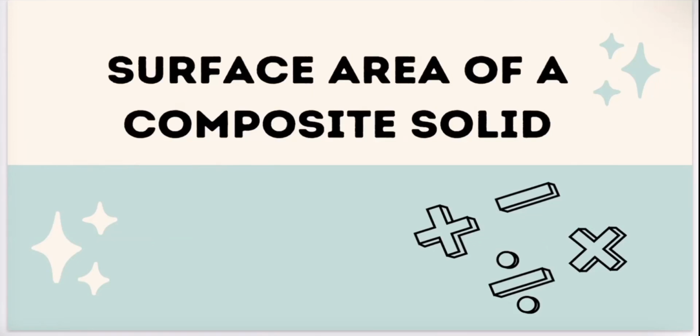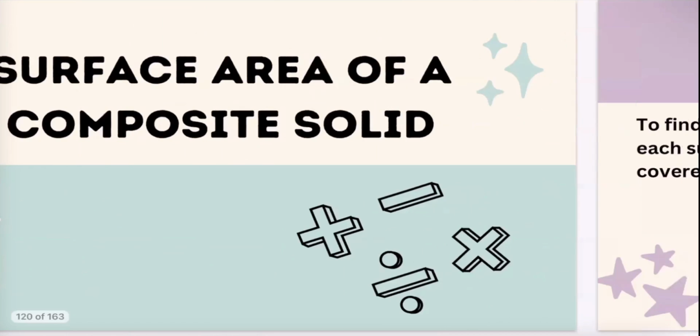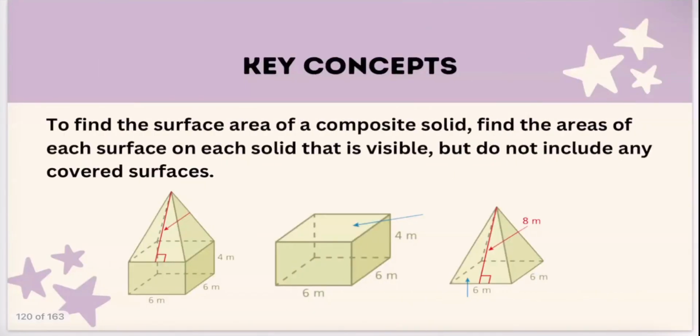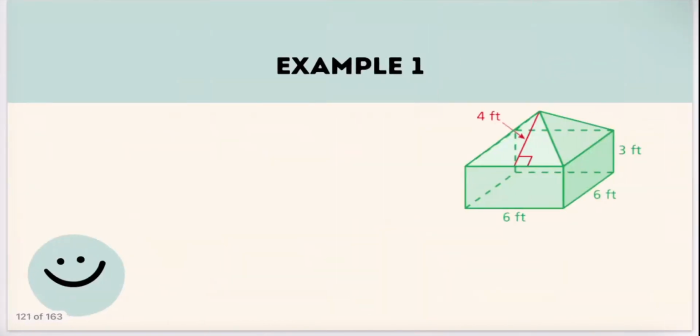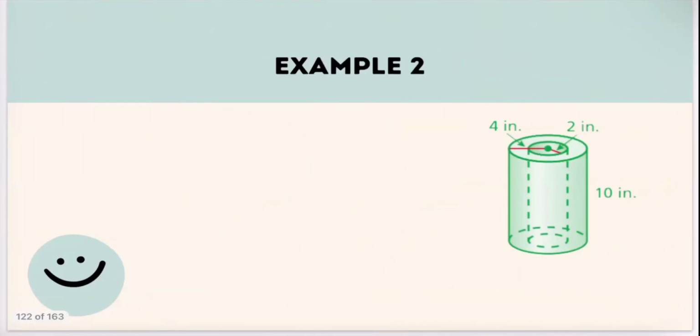Welcome back. Today we're going to talk about how to find the surface area of a composite solid. First, I'm going to discuss how to do it and the difference between a composite solid versus just a regular solid as we know it. And then I'm going to go through two examples, this first one and this second one, of actually finding the surface area of the composite solids.